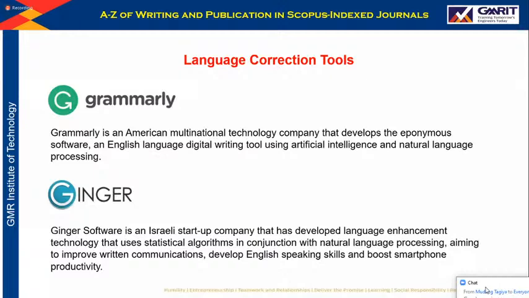Grammarly, Ginger, any of these language correction tools more or less have basic language correction abilities related to tenses, concord, singular and plural agreement, and punctuation marks. They are capable of correcting automatically with the help of artificial intelligence. So I'm going to demonstrate one of these software tools, to show how to improve our written text in terms of language.